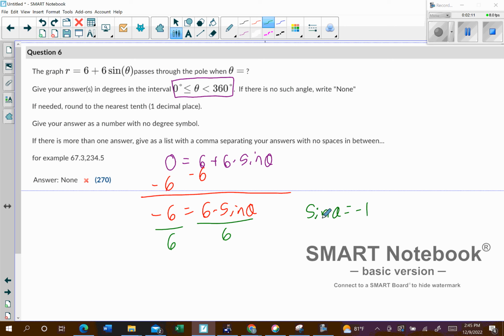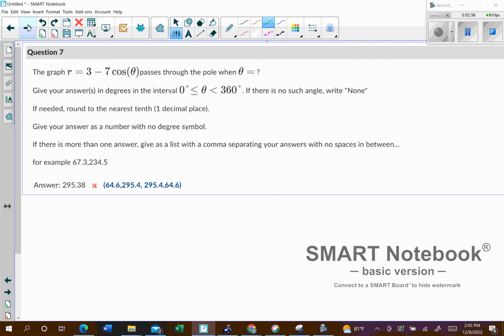Well, sine of theta will only equal negative 1 at an angle of 270 degrees. So at 270 degrees, sine of theta equals negative 1. And so if you were to plug it back in, this would become negative 1, which would turn this to negative 6. 6 plus negative 6, hence you get the 0 value for r. So the next two are going to be done the same way, but they are definitely a little bit more complicated in thinking this through. But it's going to be the same idea. We're going to let r equal 0 and go ahead and solve it from there.